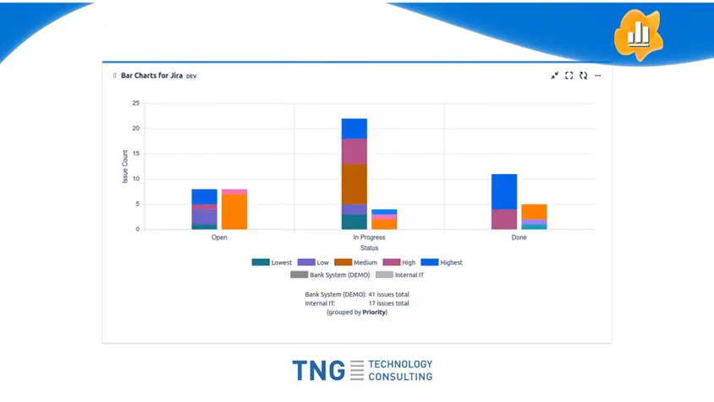Display a stacked bar chart with grouping and multiple datasets. Group the displayed issues by a field of your choice. You can also display multiple datasets in a single chart. This allows you to compare different projects or filters in a single chart.